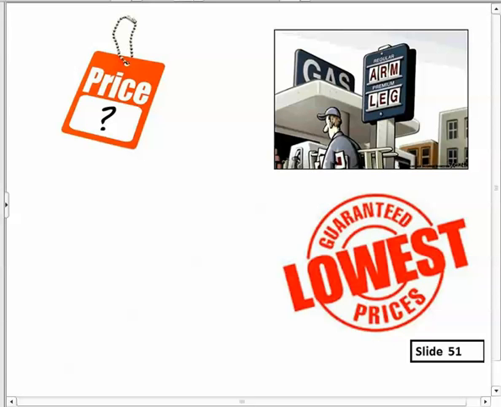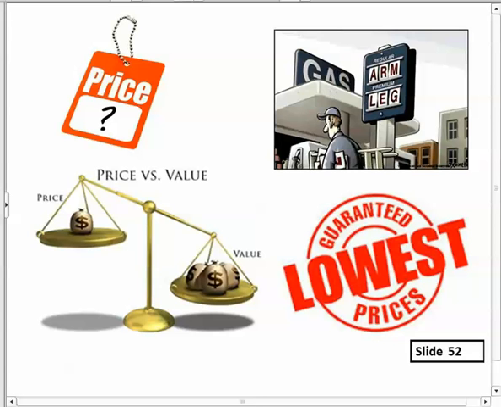Now, on the flip side of that, you could have a business where price is not the concern that you have. What you're trying to express is what is the value that you're offering.